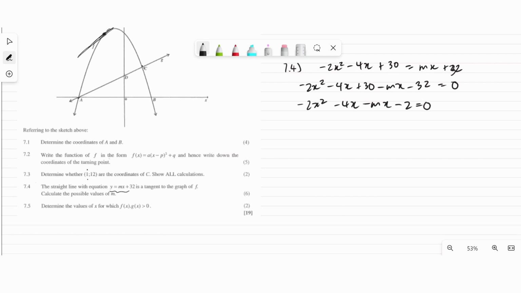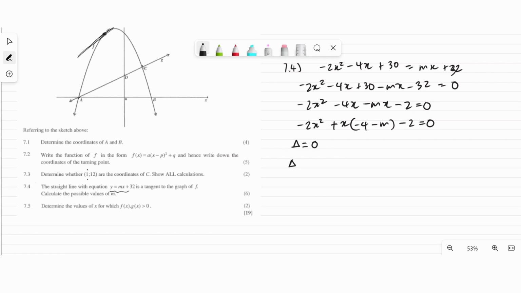Here I'll take out x as a common factor. So I'm going to say x, then open bracket, -4 minus m, minus 2 equals 0, right? Then we're going to use the nature of roots. We're going to use the fact that the roots are equal. To say the roots are equal means that delta equals 0, right? Meaning there is only one root. So that's what I'm going to use.